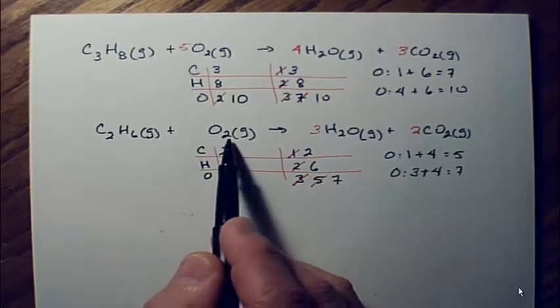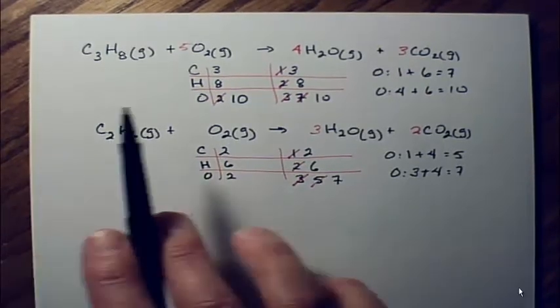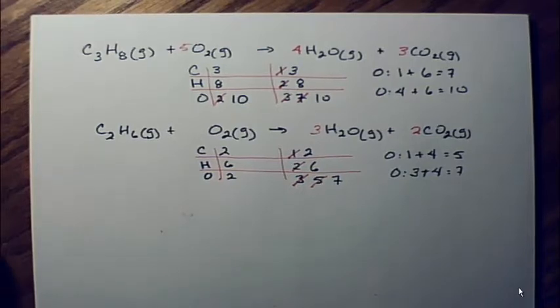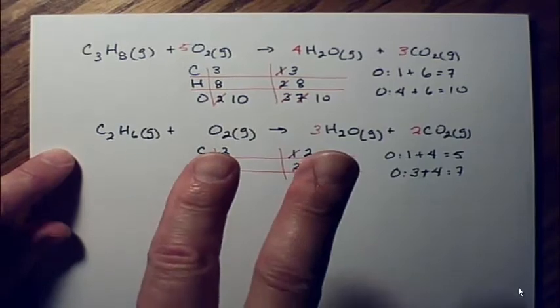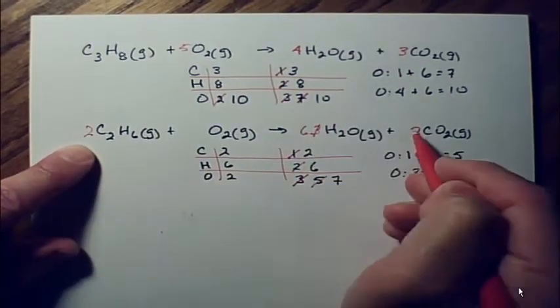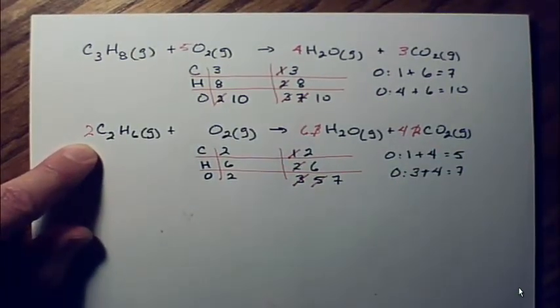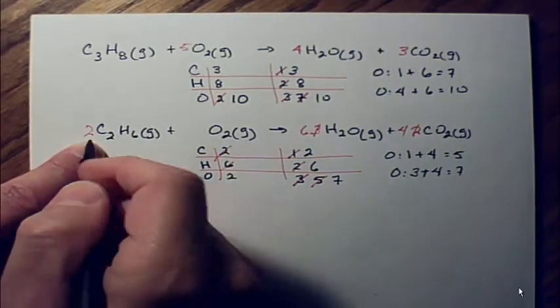Remember, once you have the formulas written, you can't change the formulas. So we have to keep that subscript 2. So no matter what we do, we have to have an even number of oxygens in this equation to get everything balanced. And you fix that very simply. Multiply everything except the coefficient in front of oxygen by 2. So I put a 2 here. Change this to a 6, change this to a 4, and go and balance everything all over again.